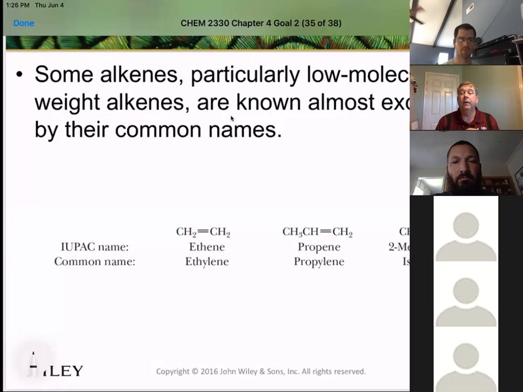So if you have propylene, which has 3 carbons, that would be the common name. However, the IUPAC name would be prop for 3, En for double bond, and E for no other functional group. Okay, so that's the subtle difference between the common name and the IUPAC name. In most industrial applications, they will try to use the common name. Luckily, we'll be using as many of the IUPAC names as possible.